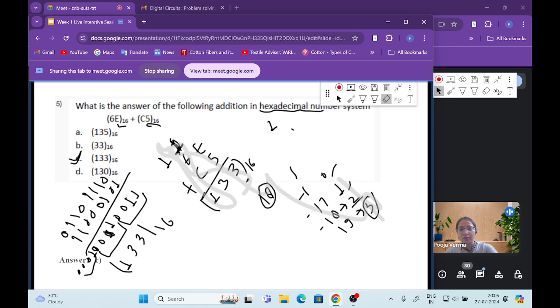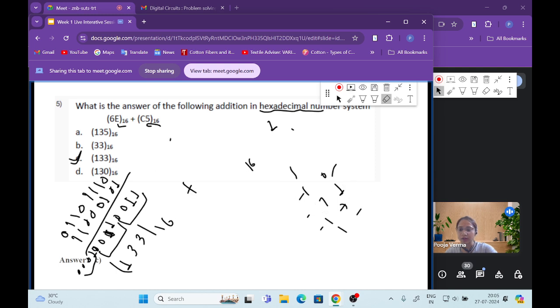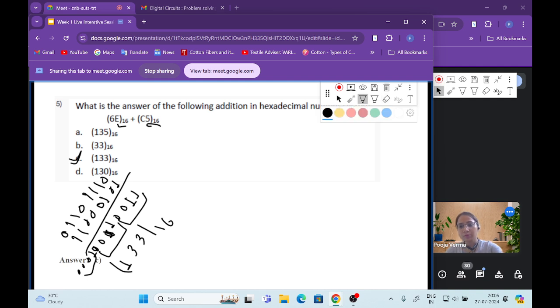You can do it both ways. If you are clear with the binary part, you can solve it like that. It is given that the addition is performed in hexadecimal. One way is to convert it into binary, add it, then convert back to hexadecimal. If you want, you can also add directly.